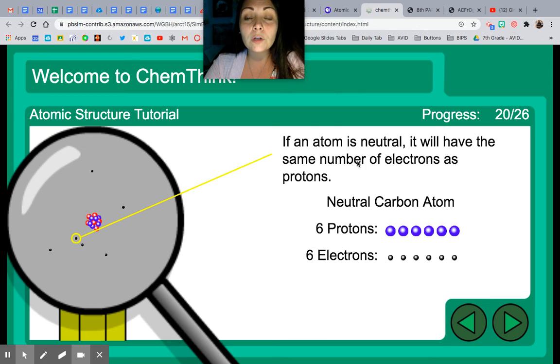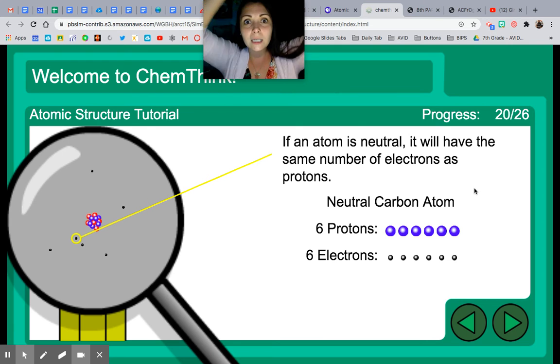So if an atom is neutral, it will have the same number of electrons as it does protons. What charges electrons? Negative. And what charges protons? Protons are positive. So if you have 2 plus and you have 2 minus, it equals out to 0, which means that it's neutral. You can have 1 trillion neutrons and it's not going to affect the charge. Why? Because neutrons are neutral. It doesn't matter if you have 2 plus and 2 minus equals 0, and you could have a bazillion trillion neutrons and it's not going to affect any charge.